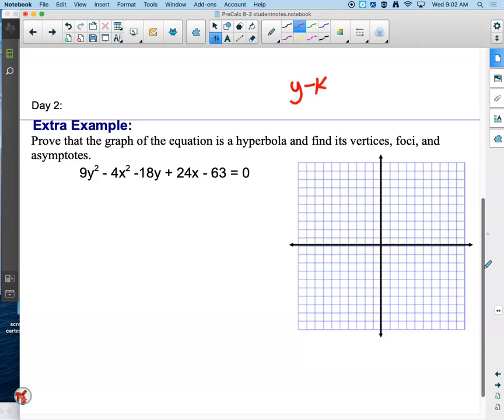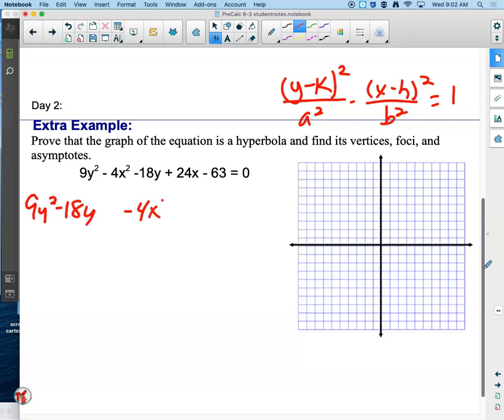And I start thinking, how am I going to take what they've given me and make it look like this? And again, it's the completing the square process that's going to do that for us. But to complete the square, we're going to have the y's grouped together. We're going to have the x's grouped together and see what happens. So let's put our y's together, and move the 63 over to the other side, because again, it wasn't helpful where it was. It's not a perfect square. And we know we have to complete the square to do this anyway.